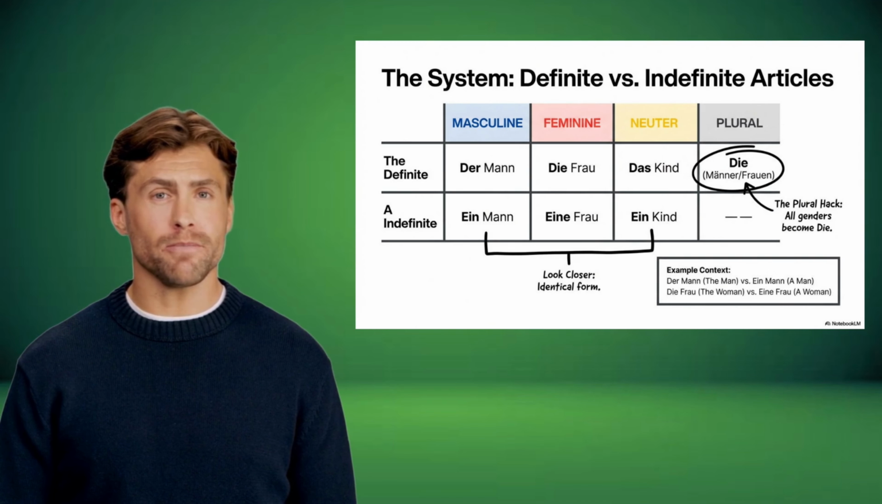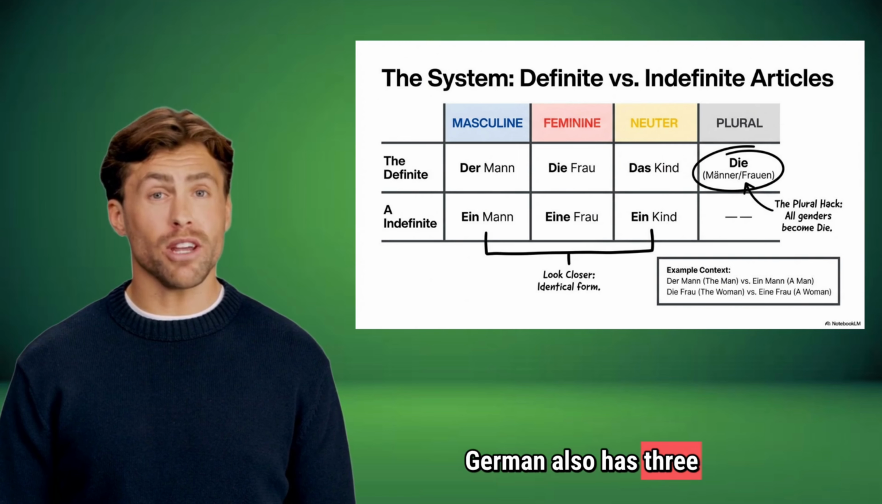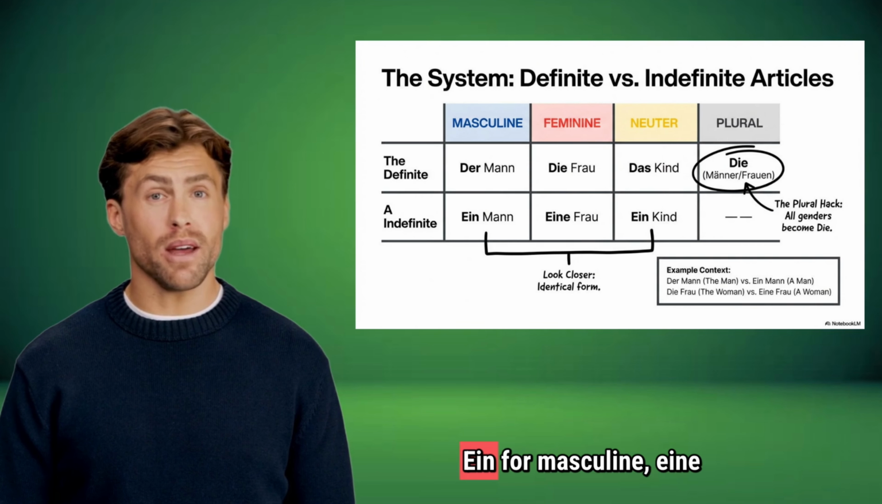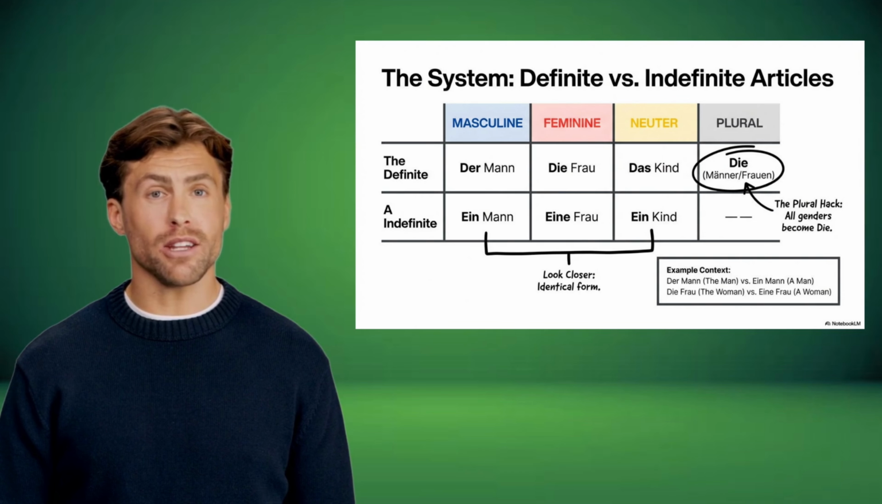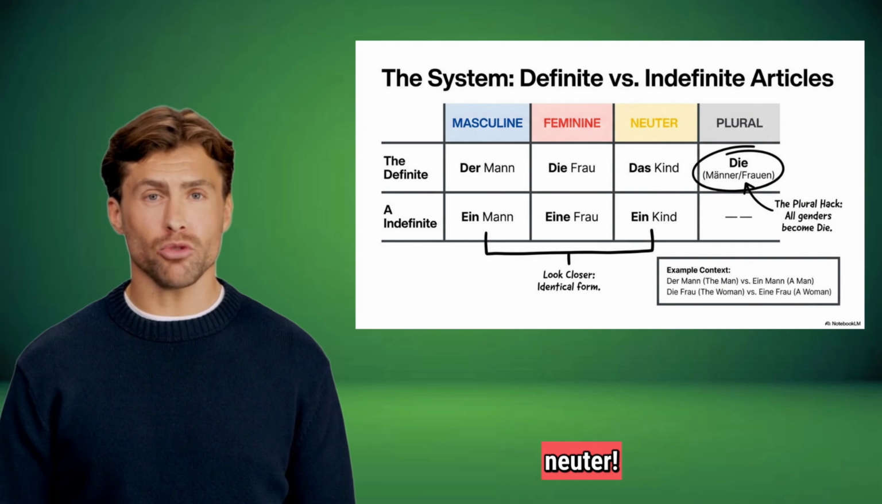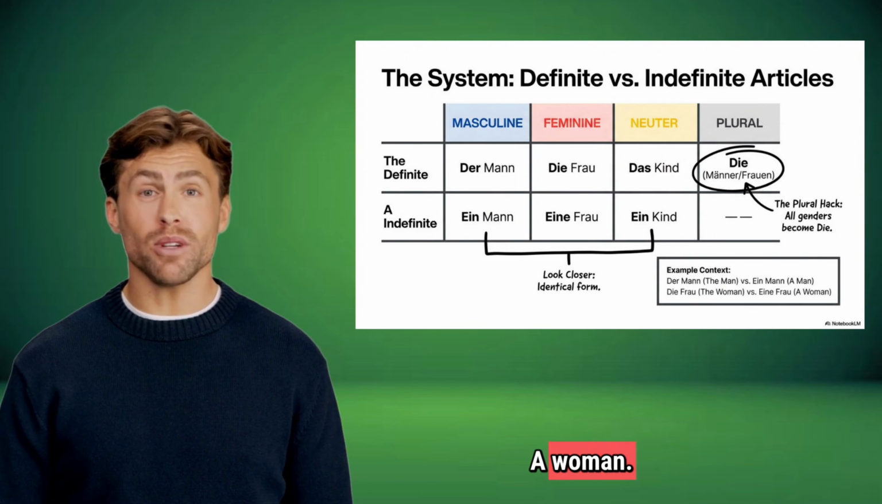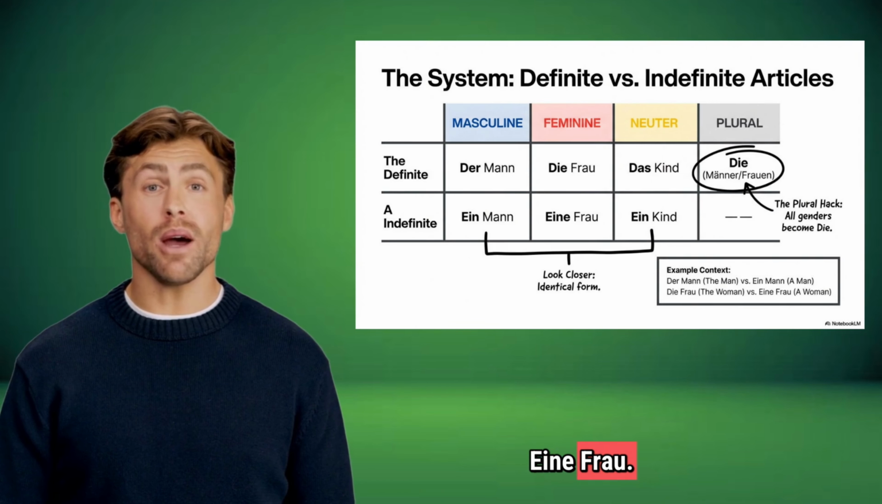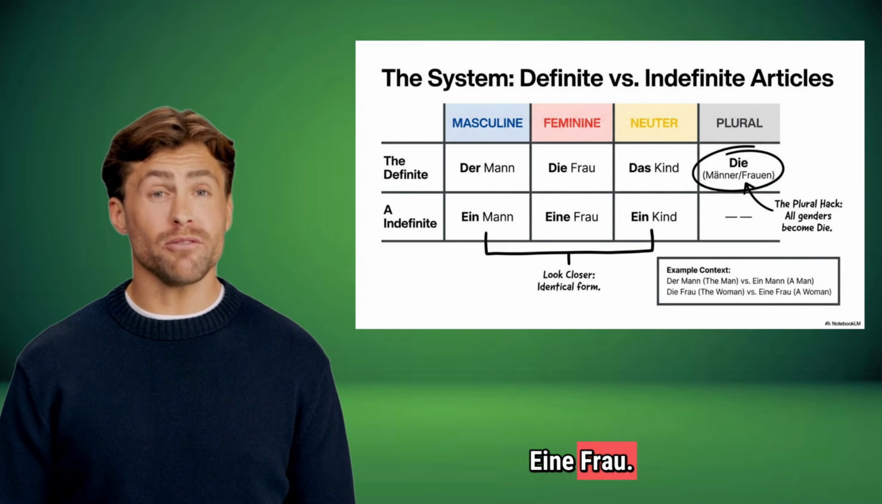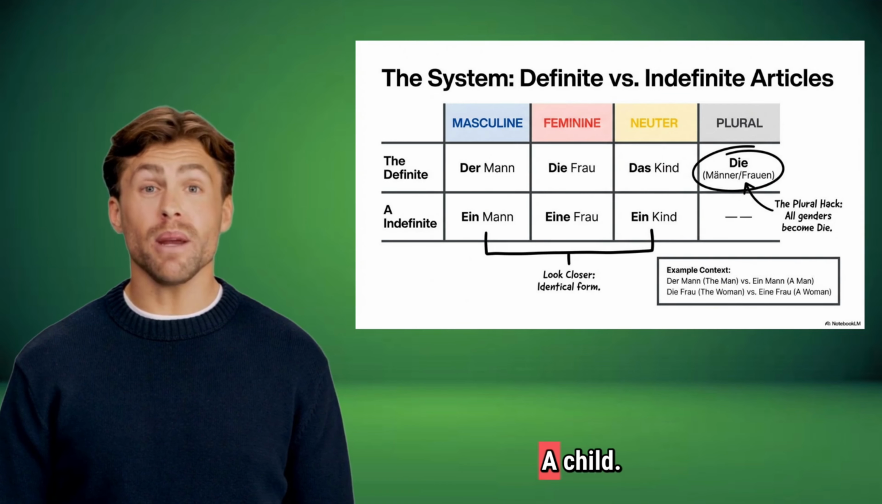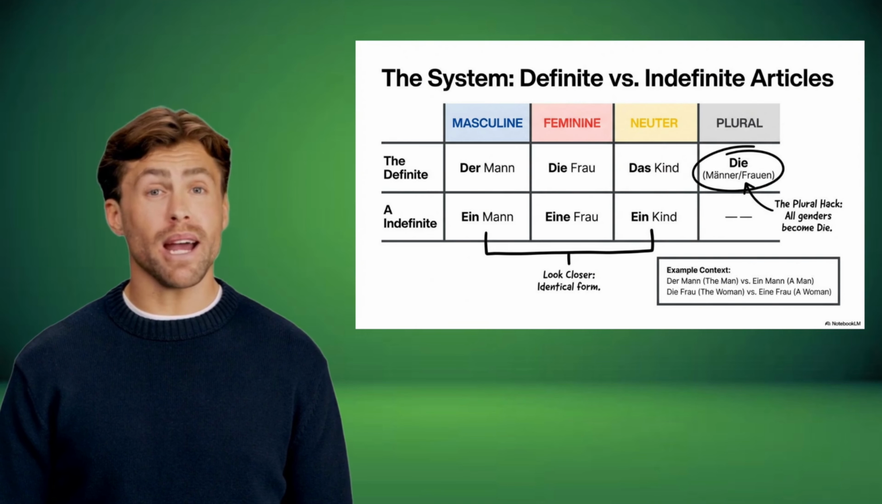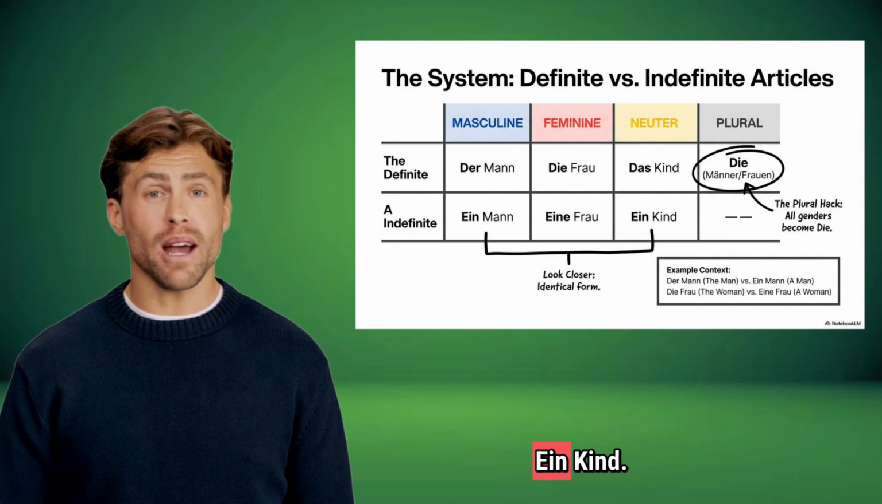The child, neuter. Das Kind. German also has three indefinite articles. Ein for masculine, eine for feminine, ein for neuter. A man. Ein Mann. A woman. Eine Frau. A child. Ein Kind.